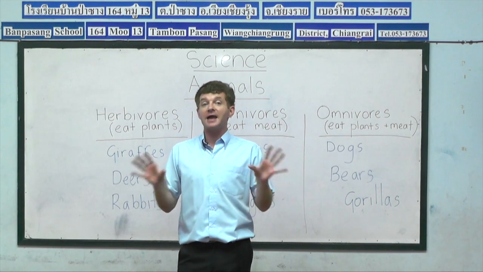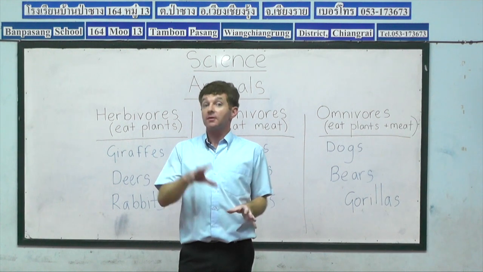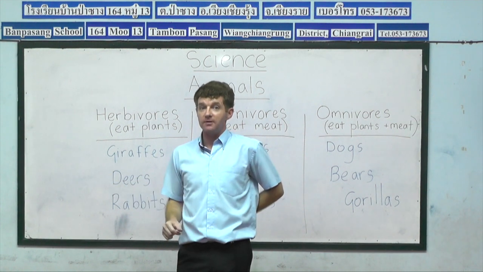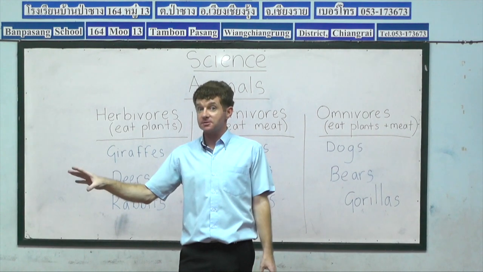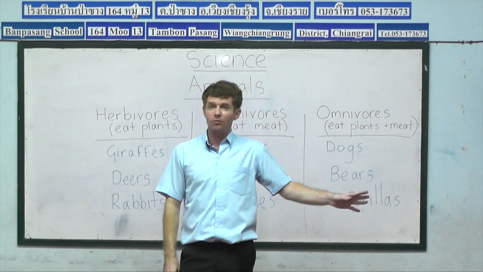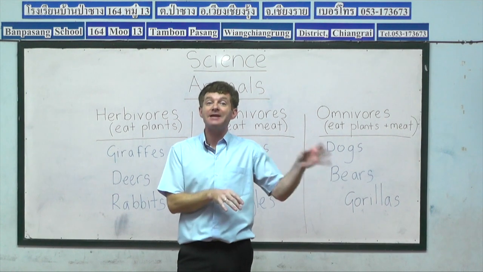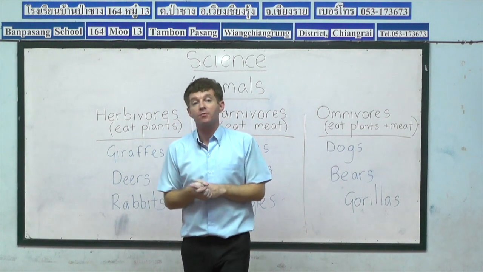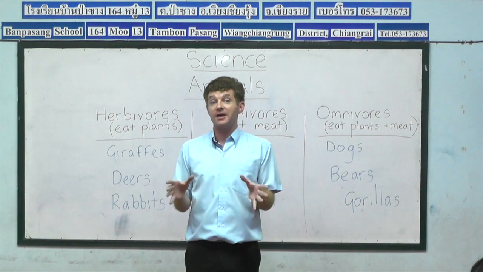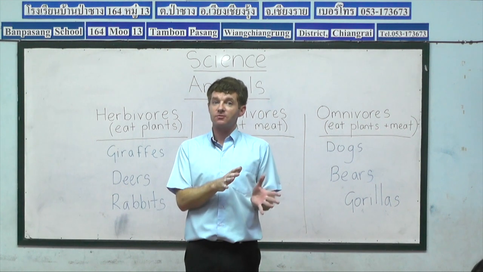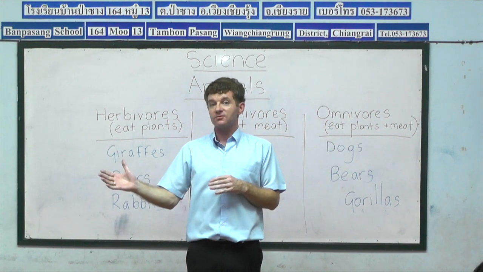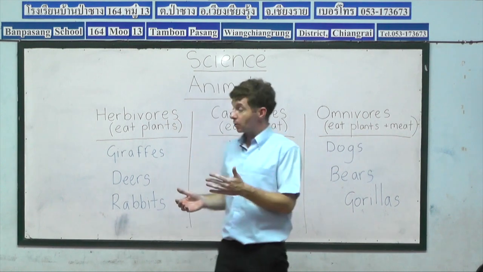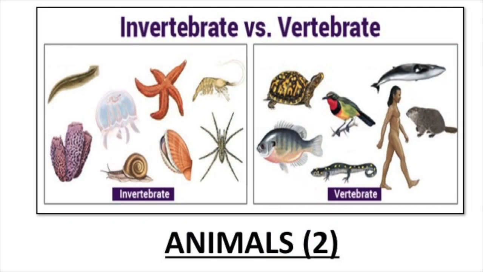Now, we can classify animals into two groups. The animals that have backbones, like we do, and we're known as vertebrates, or the animals that don't have backbones, which are known as invertebrates. So what we're going to do now is take a look at a PowerPoint presentation for our students to observe and listen to about the differences between animals with backbones and animals without. So let's take a look at the TV screen, guys. So let's take a look at our PowerPoint presentation, Animals. Lesson number two.